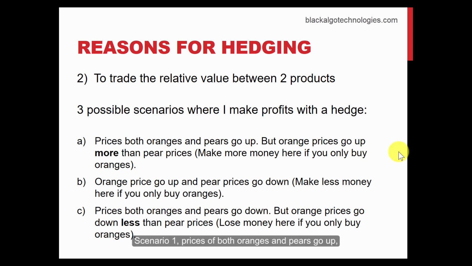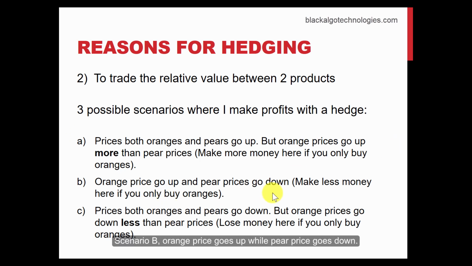Scenario A. Prices of both oranges and pears go up, but the orange prices go up more than the pear prices. So in this case, if I have a hedge, I will make money on oranges and I will lose money on my pear prices. Thus, if I had only bought oranges without shorting pears, I will have made more money in scenario A.